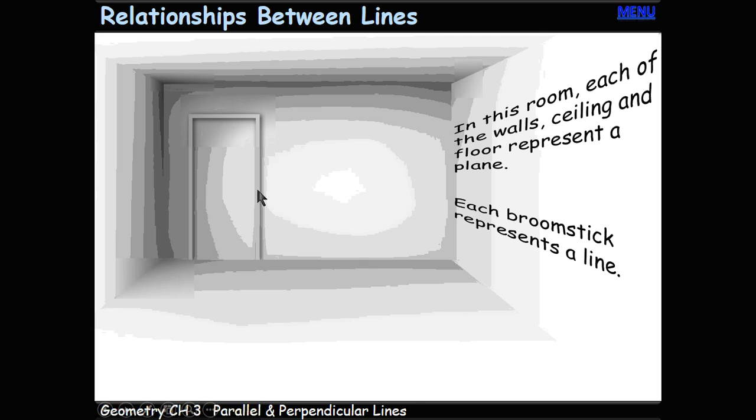First, we're going to imagine this room is the room that you're in, and each wall represents a flat surface, including the floors and the ceiling. And a broomstick, these are just sticks in the room, each of these broomsticks represents a line.